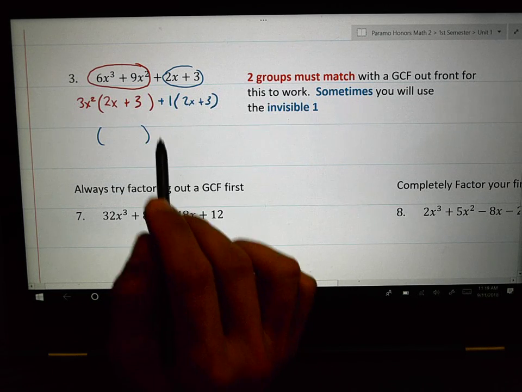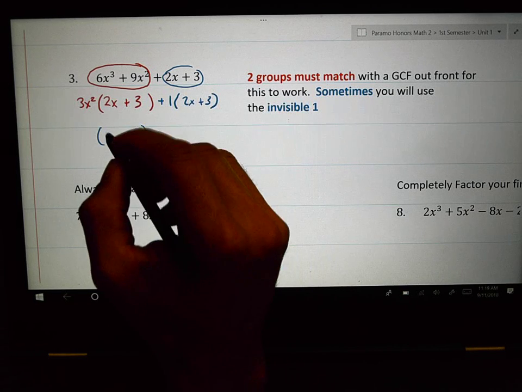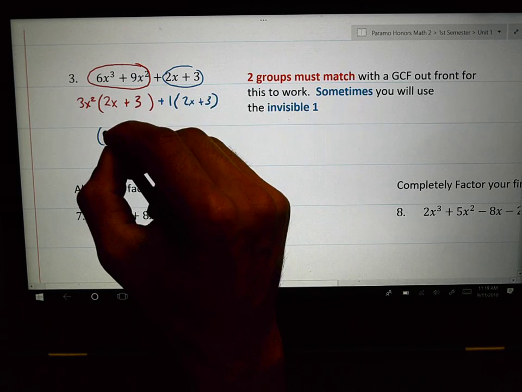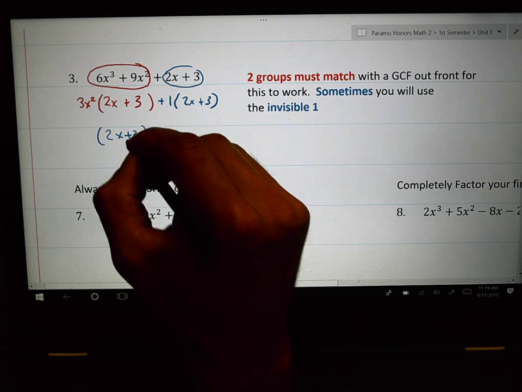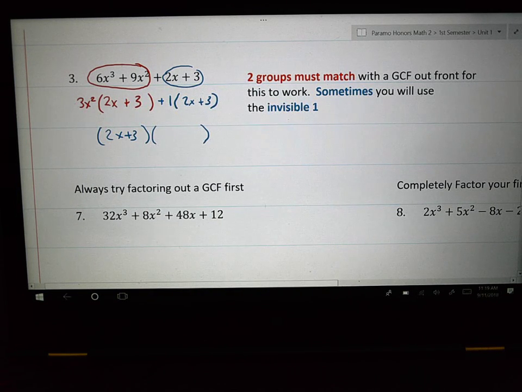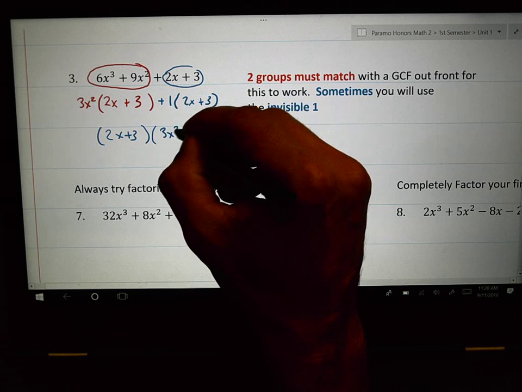What can I factor out of both of these 2 things? What's in my first parenthesis? 2x plus 3. If you said 2x plus 3, you are right. The second parenthesis is where I'm going to check for understanding. I hope you know what goes in there. What do you think it is? Say it out loud. X squared plus 1. Well done. You guys understand.